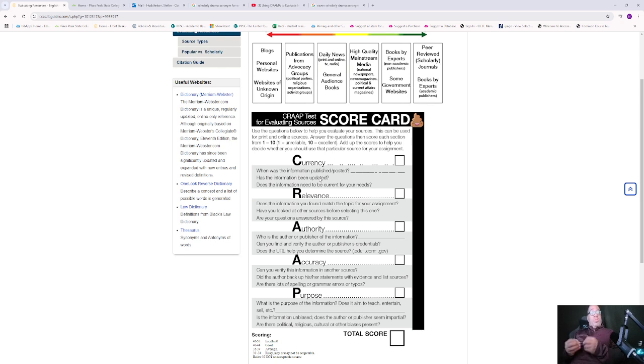Authority. What is the authority of the author and the publisher of this information? Was this a paper written by someone who has several degrees, who has a lot of experience in their particular field, and their degrees are related to their field? You may, for instance, find that someone might be a biologist and they're writing a paper or a book on history.